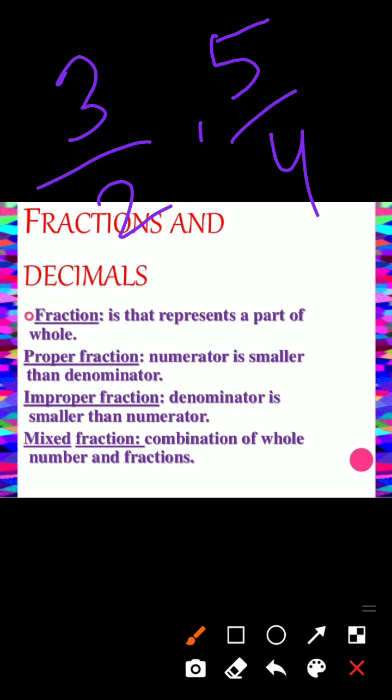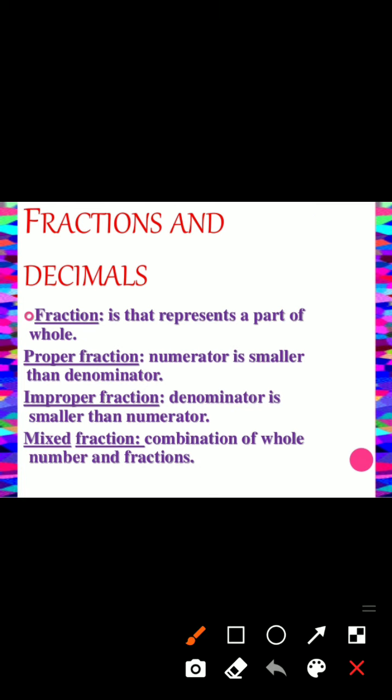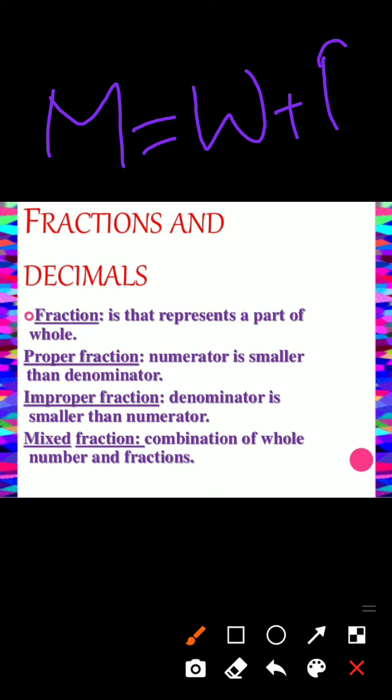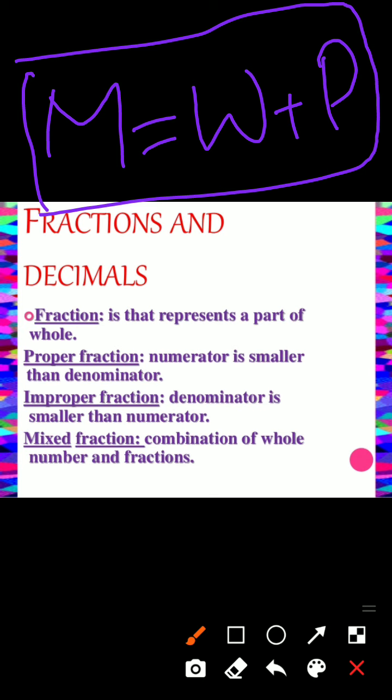Next is the mixed fraction. A mixed fraction is the combination of a whole number and a proper fraction. By this you will understand the mixed fraction. Mixed fraction, M equals W plus P. W stands for the whole number and P stands for the proper fraction. And a proper fraction you already know: the numerator is smaller than the denominator. That will be a proper fraction.